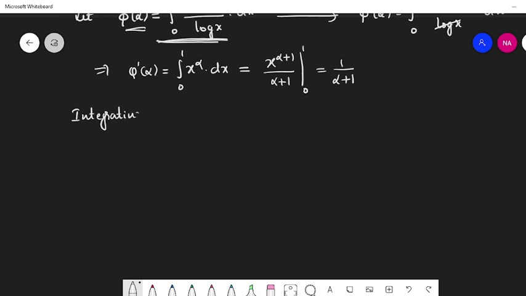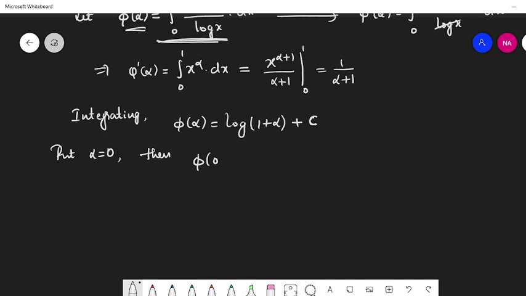So integrating, I will be getting phi of alpha equal to log of 1 plus alpha plus some constant of integration. Now we need to find the value of this constant. Put alpha equal to 0. That is the only variable we have. Then we get phi of 0 equal to log 1 plus c. What is log 1? 0. So you got phi of 0 equal to c.